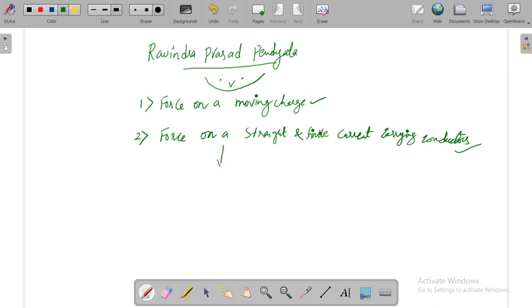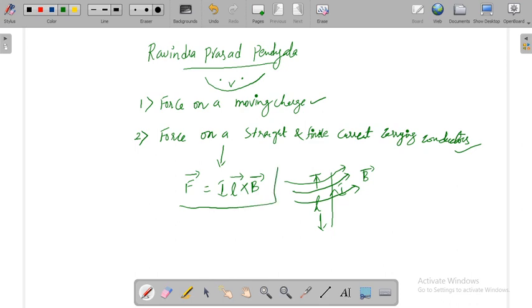So in the last video we have seen that the force expression on a finite conductor is F bar equal to I times L bar cross B bar. When I place a straight and finite conductor of length L, carrying a current I, in a magnetic field B, the force it experiences is expressed by this equation, I L bar cross B bar.